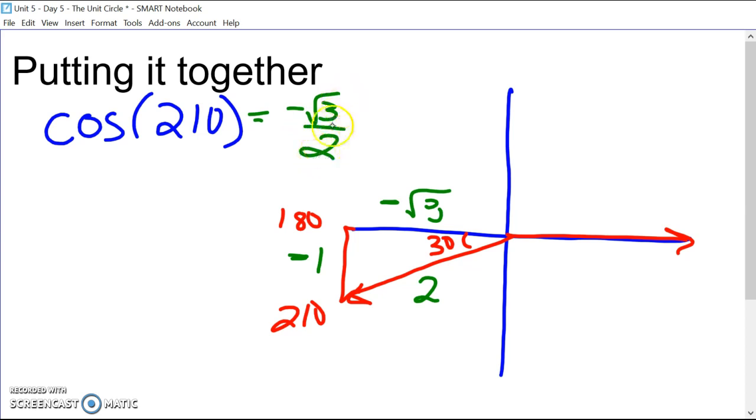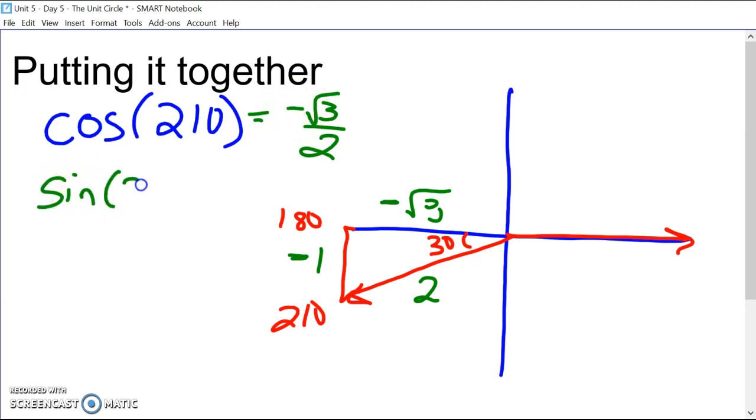Now you'll notice that's the exact same number we got for cosine of 30, just with a negative sign in front of it. You're only going to have the same exact numbers for any 30 degree reference angle. The only change is going to be the sign, and by that I mean the positive or negative sign.